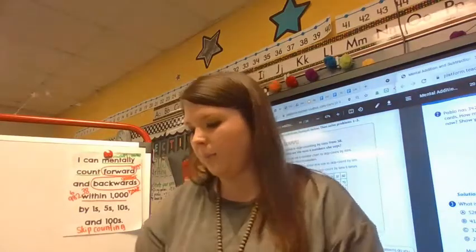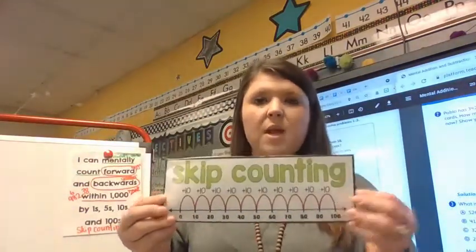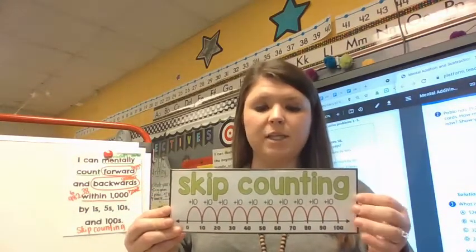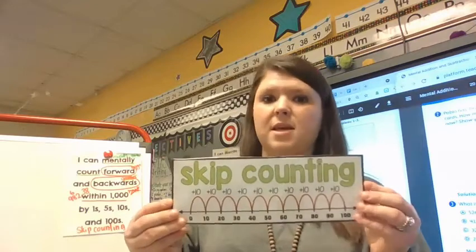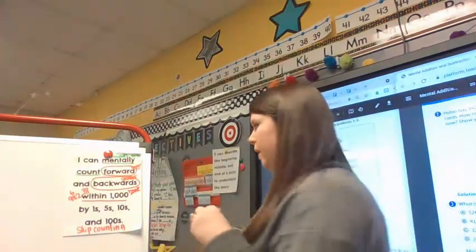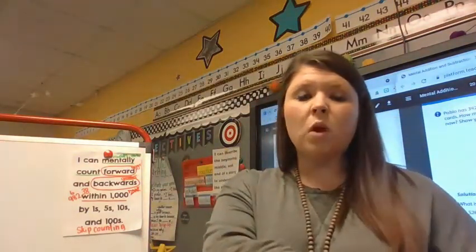And then we know about skip counting. We can skip count by several different numbers. Skip counting is when we count by a number other than 1, such as 2s, 5s, 10s, and 100s. This is what we've been practicing this week. Taking a number and being able to skip count forward or skip count backwards.